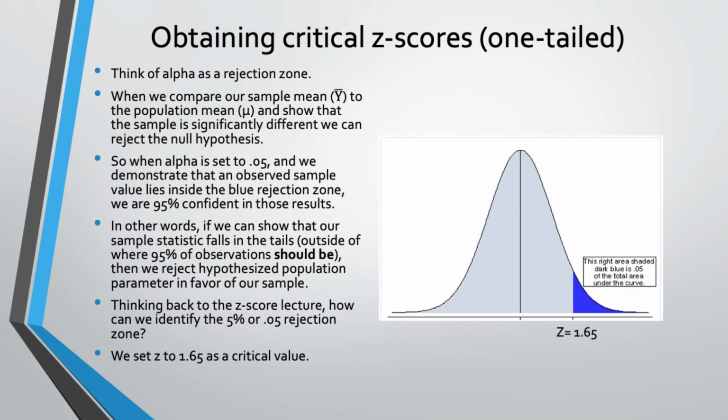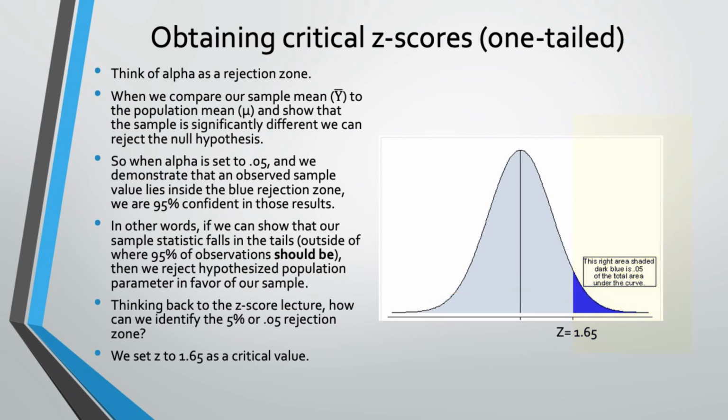I know that might be a little confusing still, but I promise with the example, it's going to make a lot more sense. But the first thing that we need to do is establish this threshold, this cutoff point, this rejection zone, and come up with a value that's going to show us where 95% of observations should be.